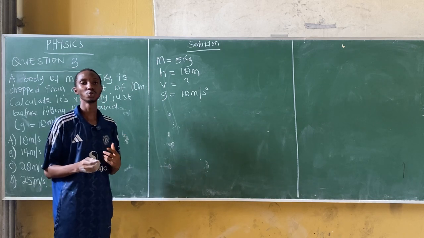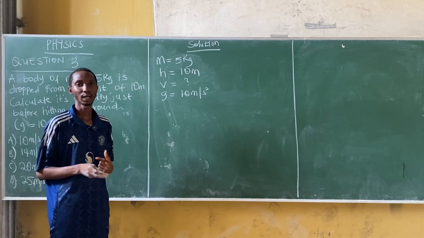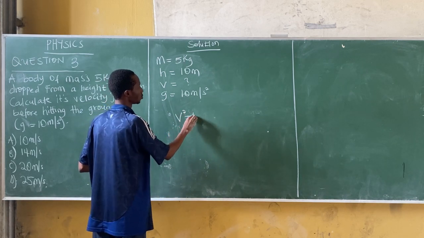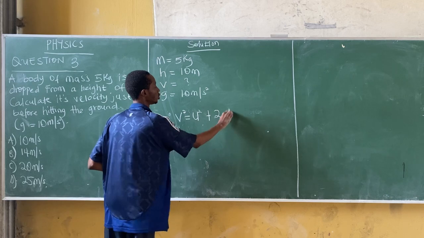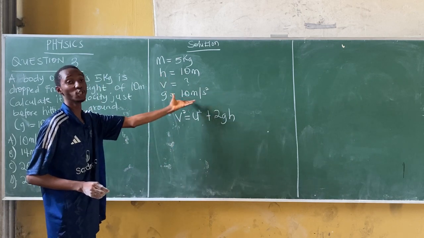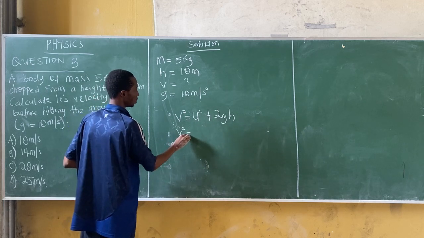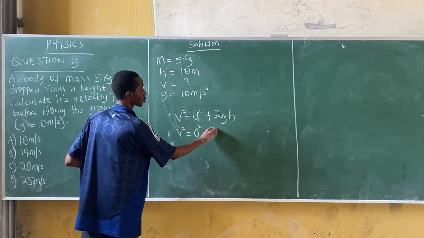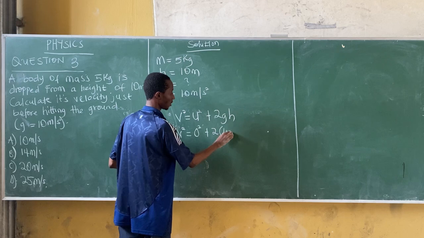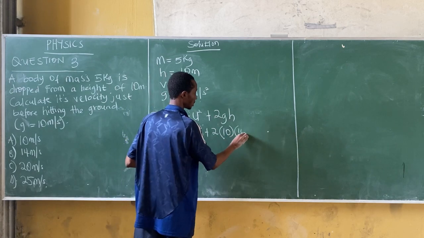Now, we are going to solve this question using the formula for energy conversion or kinematics. The formula states that V squared is equal to u squared plus 2gh, where V is the final velocity and u is the initial velocity. From this question, initial velocity was not given to us, so it is 0. Now we have V squared is equal to 0 squared plus 2g. Acceleration due to gravity was given as 10 meters per second squared, so we have times 10. The height is given as 10 meters. So we have 10 meters.